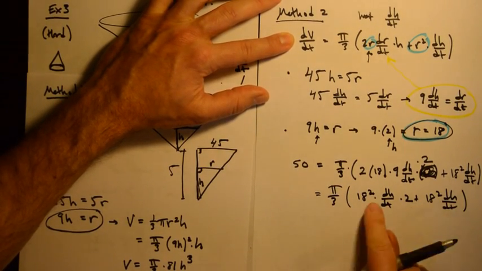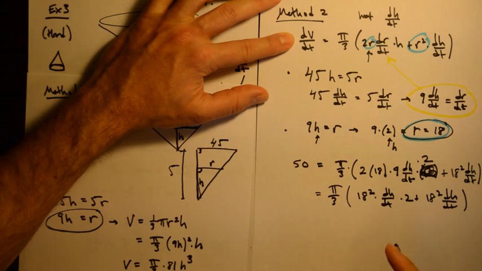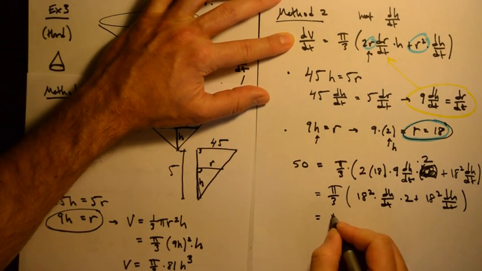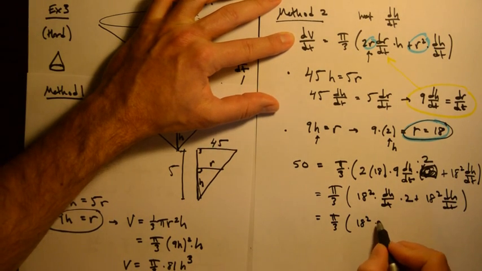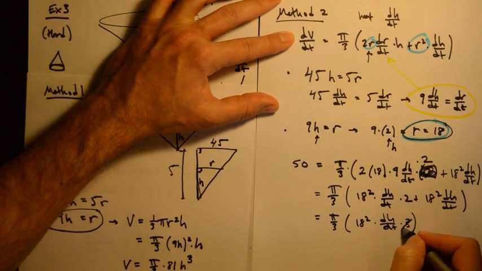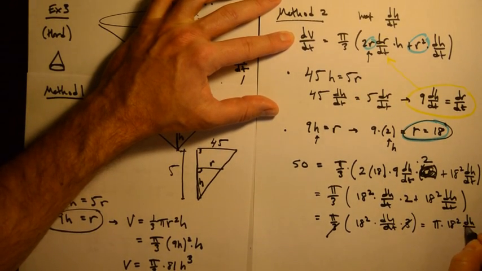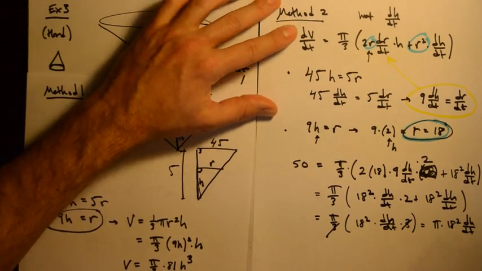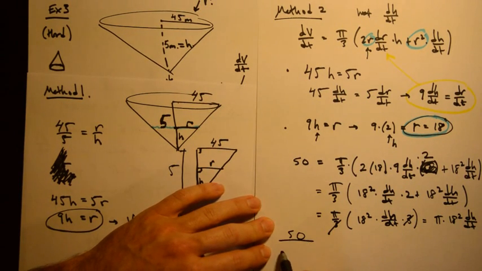Now if I have two 18 squared dh/dt's plus 18 squared dh/dt, I have 3 18 squared dh/dt's. So this is pi over 3 times 18 squared times dh/dt, and I have 3 of them, so times 3. This 3 will cancel this 3, and you get pi times 18 squared dh/dt. So now if we divide to this side, we should get the same answer as before. 50 divided by pi times 18 squared is equal to dh/dt.